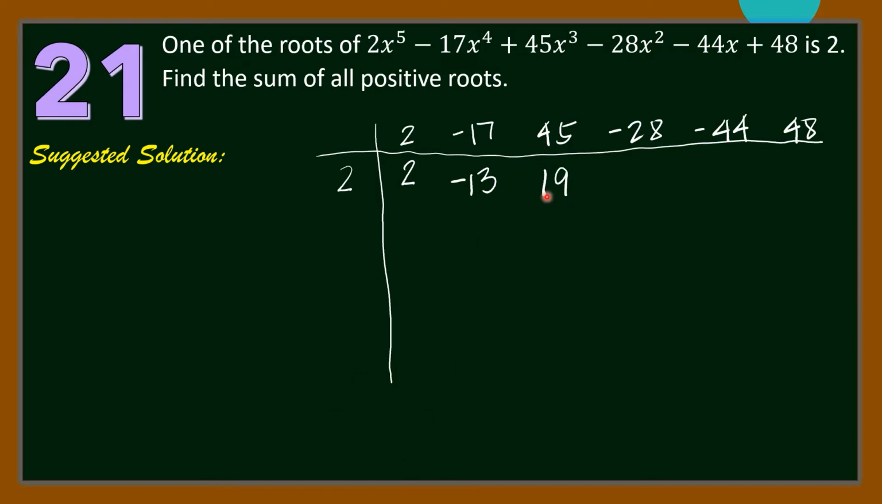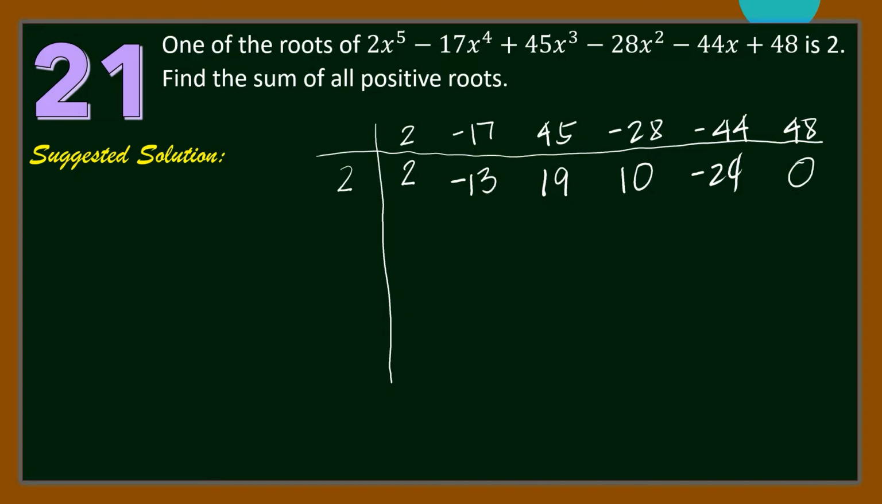So we have 19 times 2, 38, plus negative 28, that is 10. 10 times 2 is 20, plus negative 44, that is negative 24. Then negative 24 times 2 is negative 48 plus 48. Since 2 is a root, we have 0.